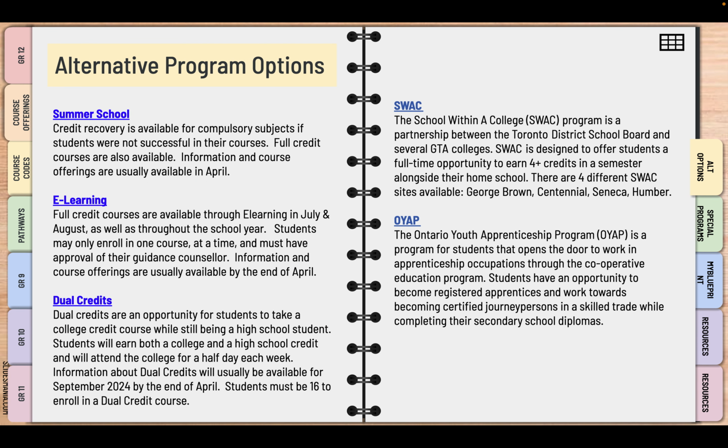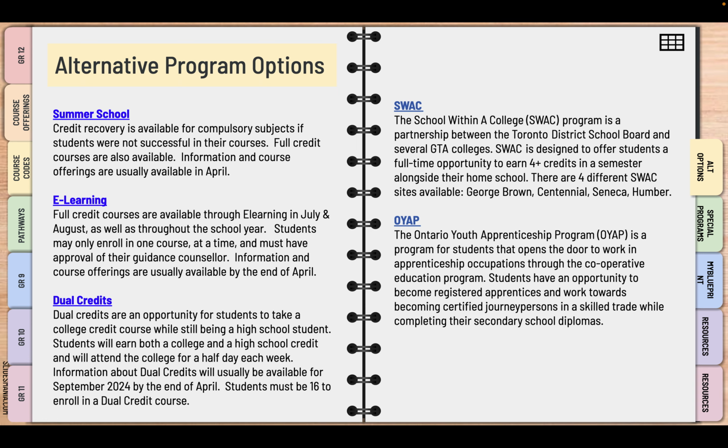Moving along, alternative program options. So these aren't necessarily things that you're going to select when you do course selection, but they're things to keep in mind. Summer school and e-learning, these are typically online classes. If you're thinking about taking summer school, so let's say you're planning to take civics and careers in the summer, it is important to note you're not going to choose that course in your course selection. So you're only picking courses in course selection that you hope to take with us next year.